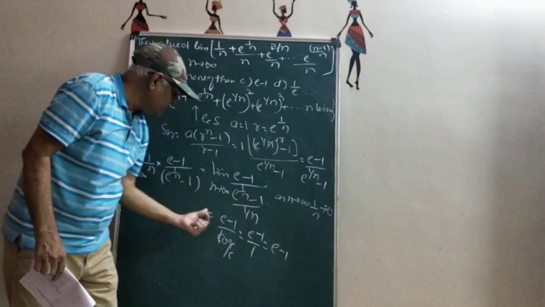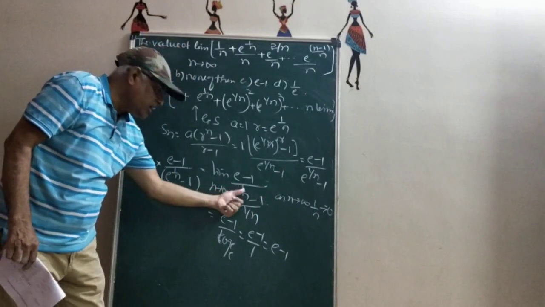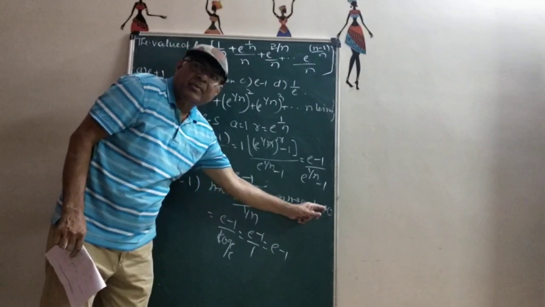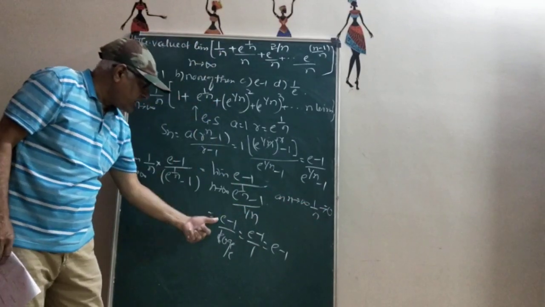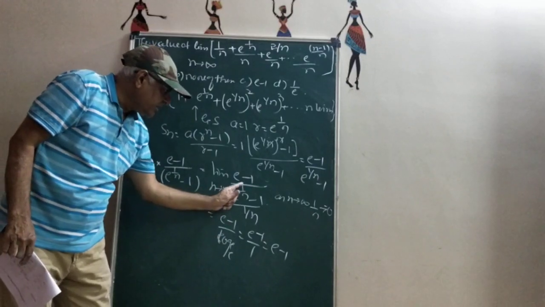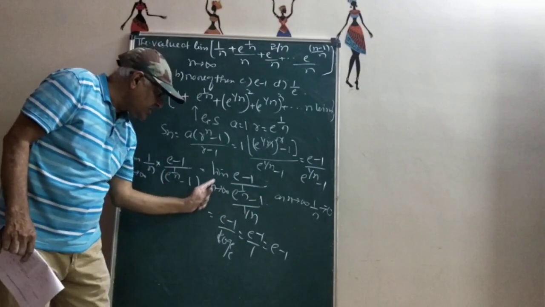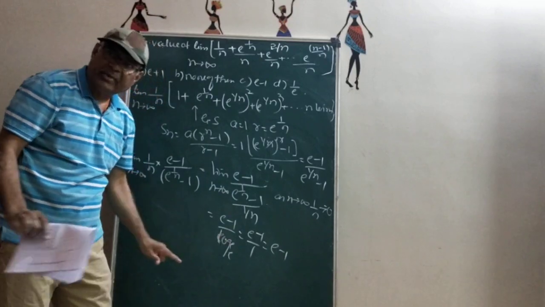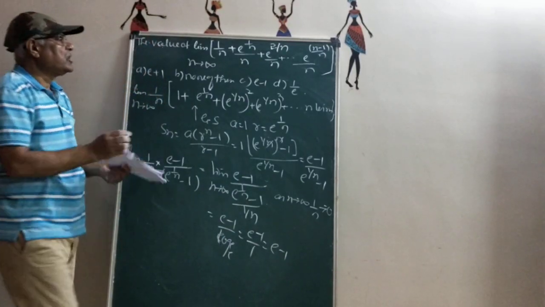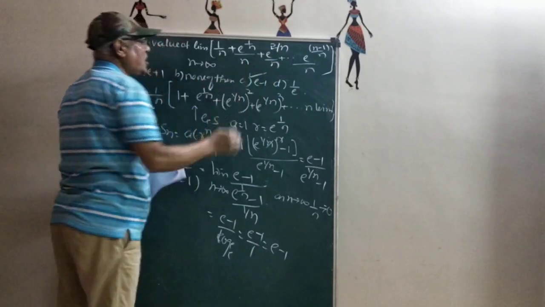Now let me explain this once again. Assume that 1 upon n equals x. When 1 upon n equals x, you get x tends to 0. So this limit becomes, in the numerator as it is e minus 1, divided by e raised to x minus 1 divided by x as x tends to 0. That means log e to the base e. That is equal to e minus 1, which is the answer. Which option are you going to mark here? The third option is the answer.